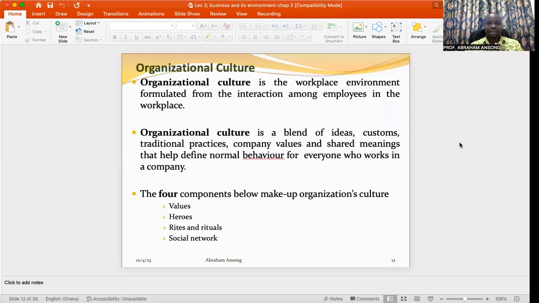Okay, so these are the four components, very, very important, of organizational culture: the values that the organization wants to project, the heroes that the organization seeks to project, the rites and rituals, and the social networks of the organization.